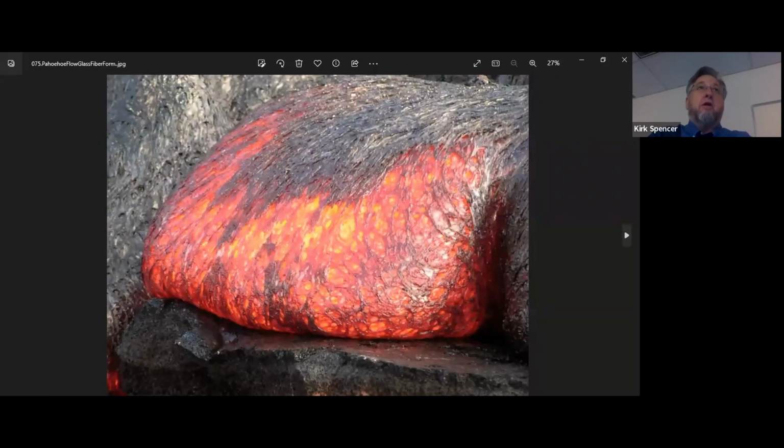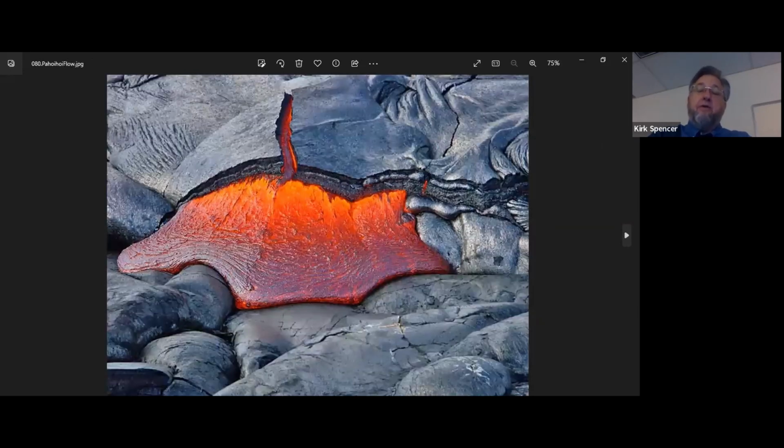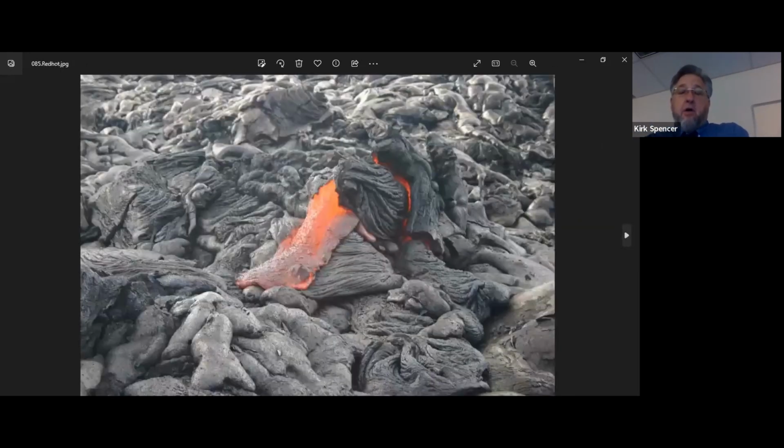You can see the glass crystals forming on the surface, and they interweave and mesh together eventually to form a thick coating on the surface. And then inside is still molten. And eventually that molten rock will break through and form another lobe. The surface can be very smooth, or it can look like coils of rope.